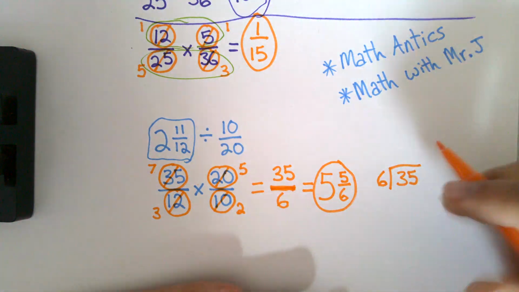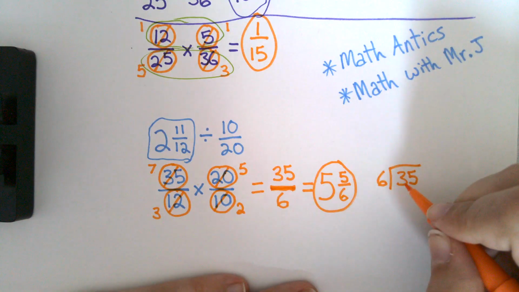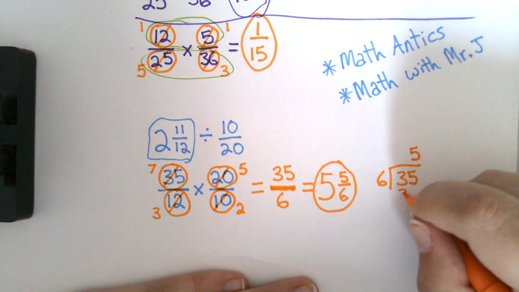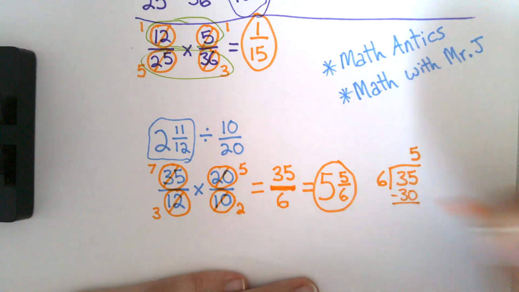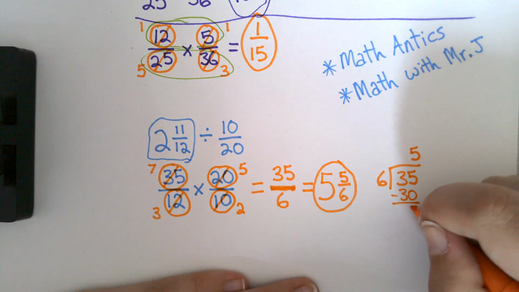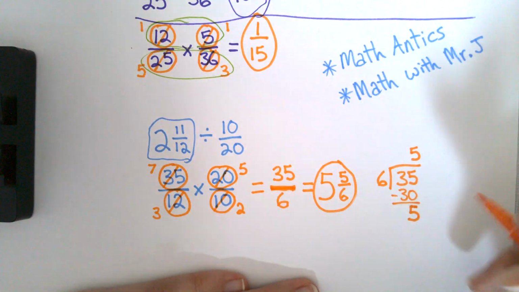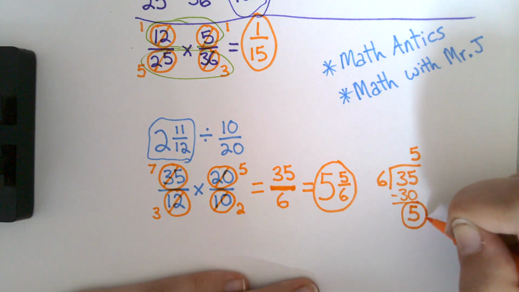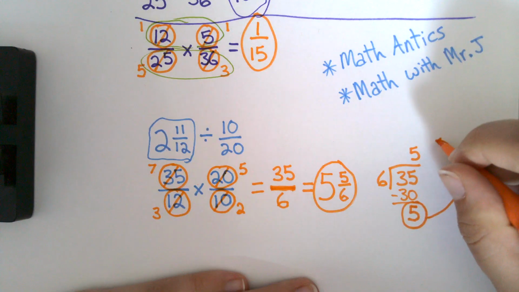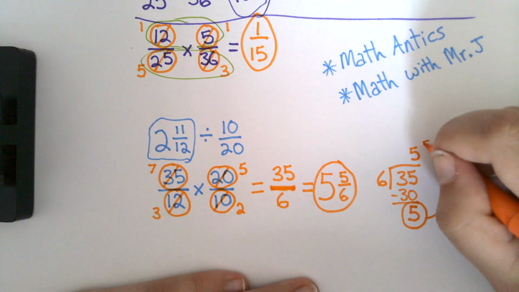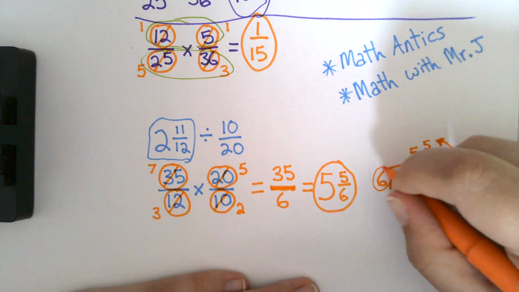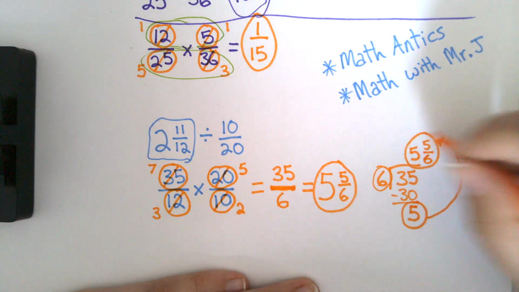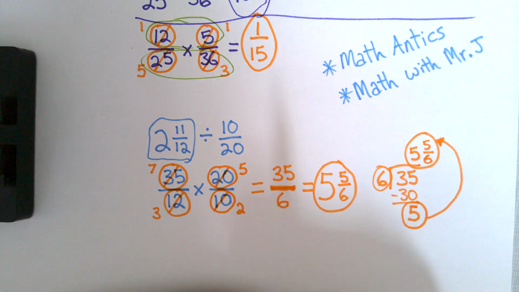divided by 6, we know that 6 goes into 35 5 times. 6 times 5 is 30. Subtract, and then we end up with a remainder of 5. But instead of leaving that as a remainder, we can make that into a fraction by making the remainder our numerator and the divisor our denominator. So you end up with the same thing of 5 and 5/6.